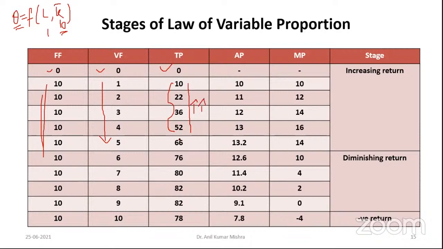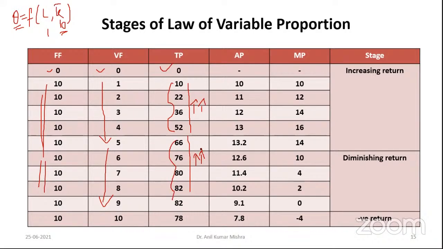But after that, it increases at a diminishing rate. It still increases, no doubt. When the variable factor keeps increasing along with the fixed factor, what you find is that the total product increases at a diminishing rate.